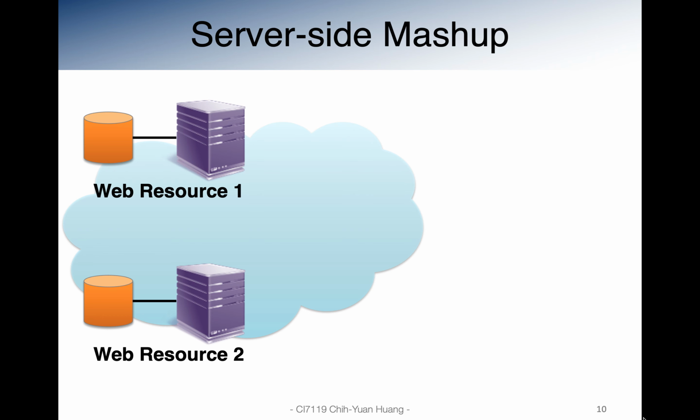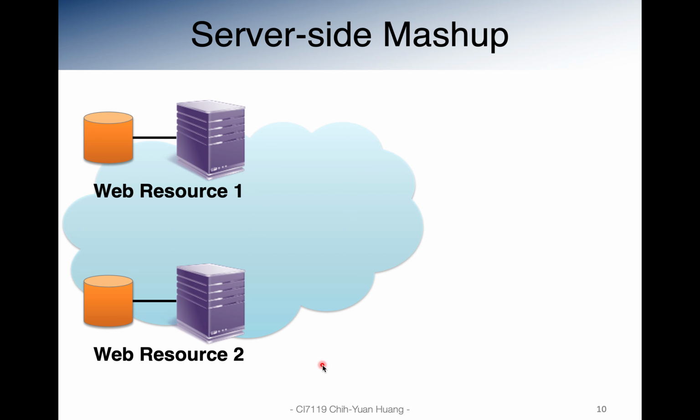The first one is the server-side mashup. It's quite easy to understand. Basically, that means the mashup happens on the server side. For example, if an application is going to utilize the resources from web resource 1 and web resource 2.